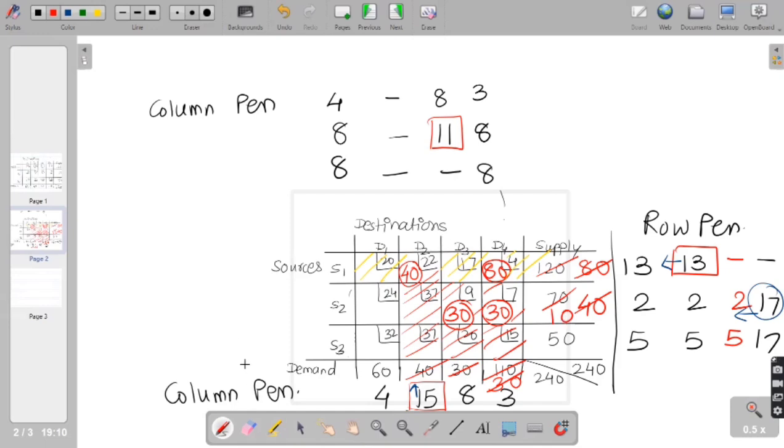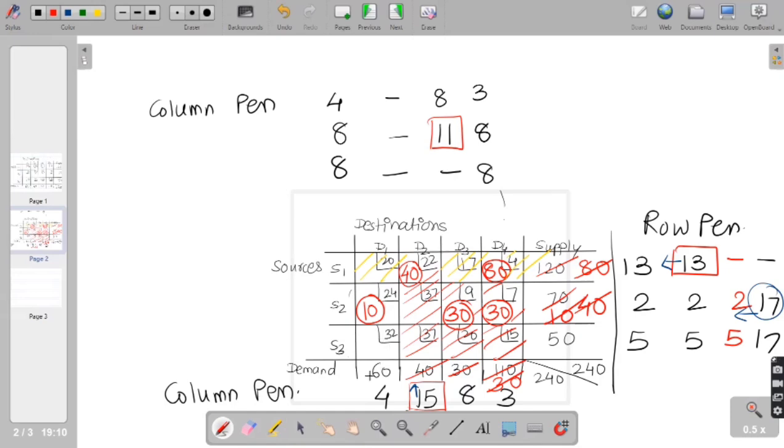And as it is a balanced problem, we are going to get exact allocation at the end. So S2 D1, the situation is 60 units are required and 10 units are available. So we can give only 10 units. Though the cost is smallest, we cannot provide more than 10 units because source 2 has only 10 units. So these 10 units are provided and there are no more units left at source 2.